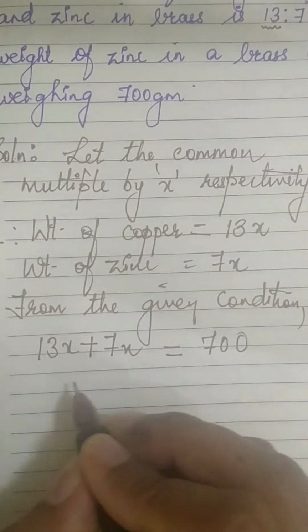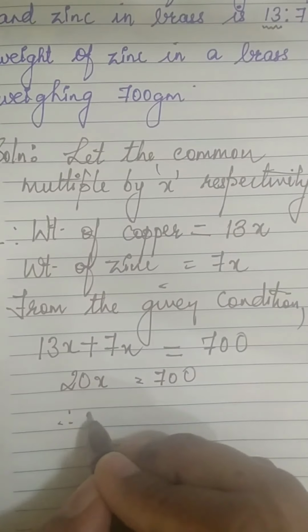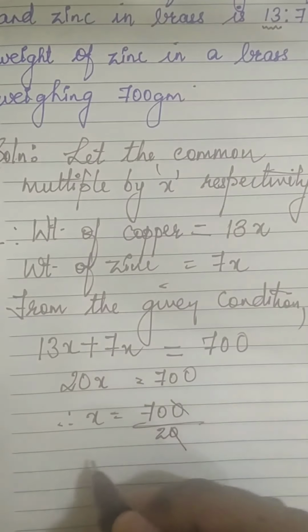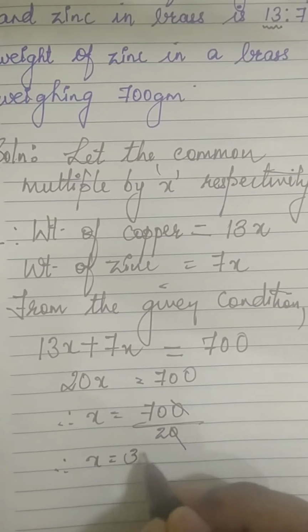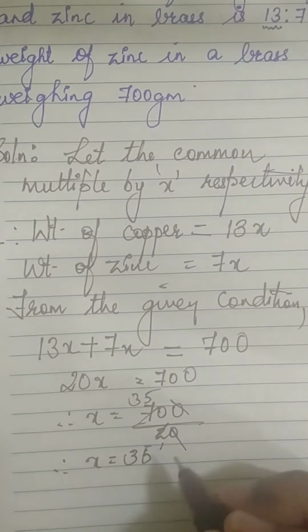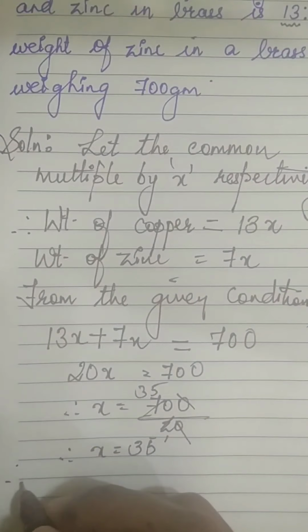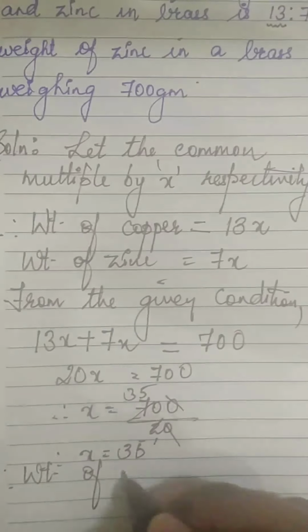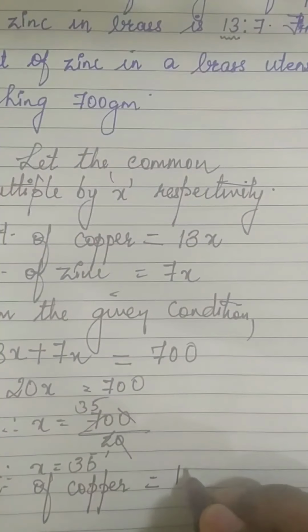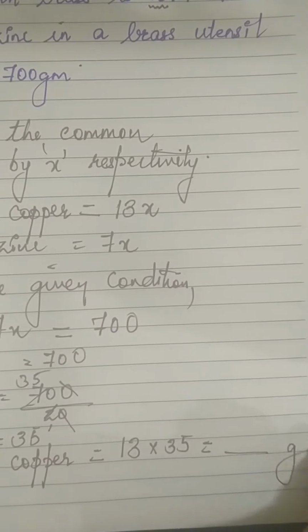Let's solve. 13 plus 7 is 20x is equal to 700. Therefore, x is equal to 700 upon 20. Zeros cancel. x is equal to 35. 2 3s are 6 and 2 5s are 10, so 35. What was that x? Common multiple. So, therefore, what is the actual weight of copper? Weight of copper is equal to 13x, no? 13 into 35. Find the answer, grams.